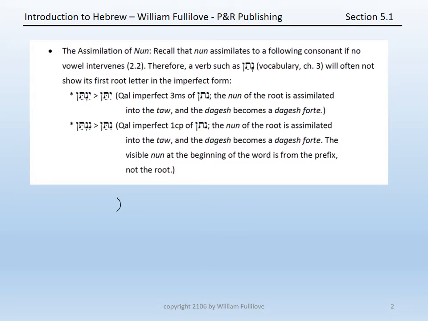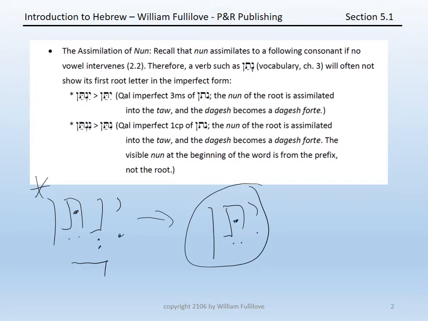The imperfect for natan, you would expect, from what you know, would be yintan. However, this form does not actually occur. Because of the assimilation of nun, and because the shva under the nun is silent, this form will undergo an assimilation. Instead of yintan, we will find yittan. Note as well what has happened to the dagesh. The dagesh in the hypothetical form is a dagesh lene, indicating a stop pronunciation. Now that the nun has assimilated, the dagesh in the actual form is a dagesh forte, indicating the assimilation of the nun.